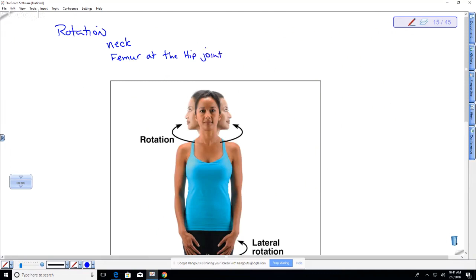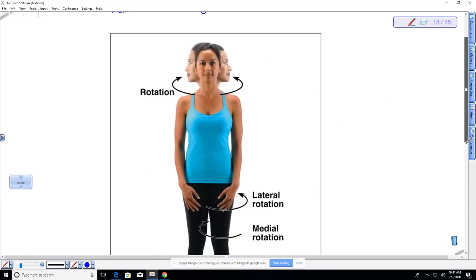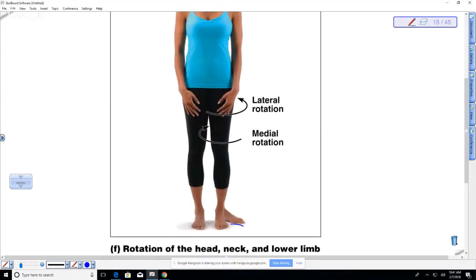Right? So if I turn my toes in, then that would be medial rotation. Right? If I turn my toes out, that would be lateral. So I'm rotating at the hip joint, I'm rotating the femur. So toes in and toes out. So here they show toes out would be the lateral rotation, medial rotation would be toes in. Okay, so this is toes out, toes in.